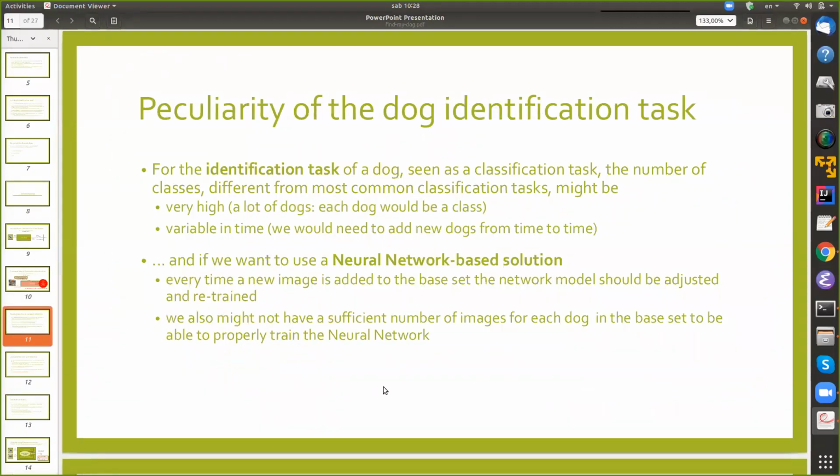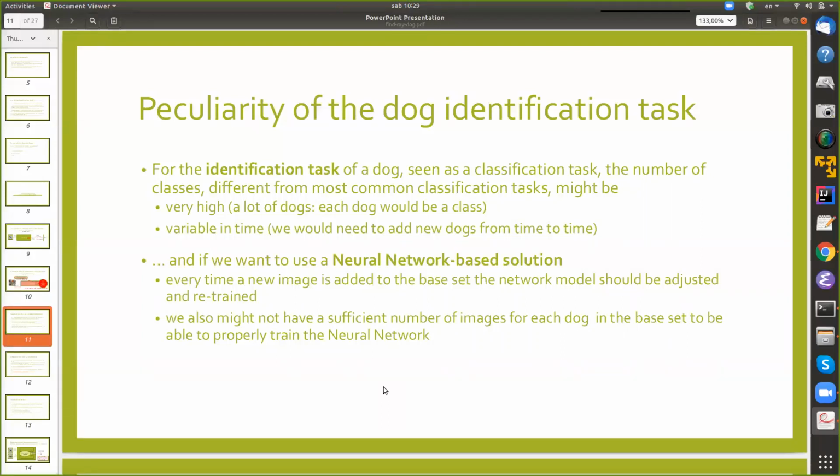Now, if we think of identification instead of classification, there are some important differences. Usually, for classification tasks, we have a relatively limited number of classes. It is not uncommon to have classifications of tens, hundreds of classes. There are also systems able to classify tens of thousands of classes, but they are much less common.